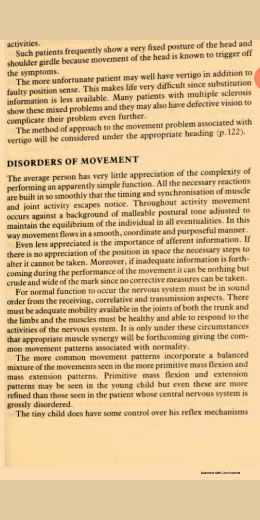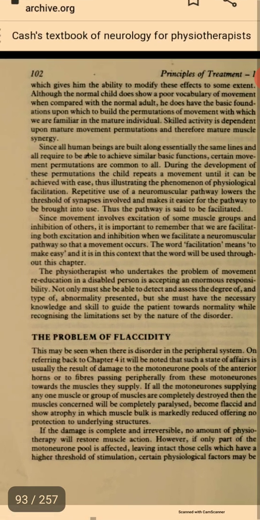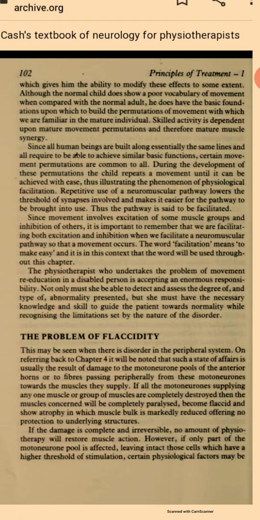The tiny child does have some control over his reflex mechanisms, which gives him the ability to modify these effects to some extent. Although the normal child does show a poor vocabulary of movement when compared with a normal adult, he does have the basic foundations upon which to build the permutations of movement with which we are familiar in the mature individual. Skill activity is dependent upon mature movement permutation, and therefore mature muscle synergy.